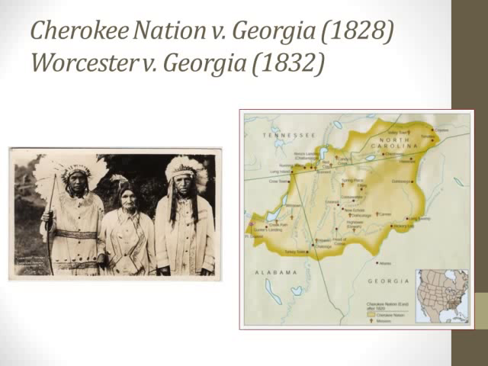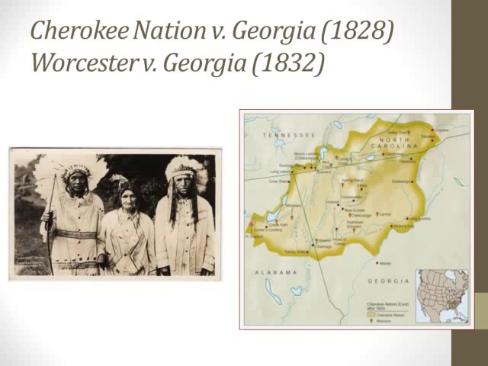So they lost automatically. In Worcester v. Georgia, Worcester sued Georgia through the regular courts until it came up to the Supreme Court, and then they decided Cherokees had property rights. So two different processes. Everyone cool with that? Awesome.